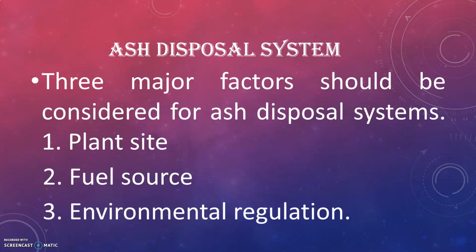So the coal is burnt in the boiler, then ash is produced after the complete combustion of the coal. Right? So that ash should be removed by the ash handling plant and delivered to the ash storage plant for disposal. The removal of the ash from the boiler furnace is necessary for proper burning of the coal. Right? So three major factors should be considered for ash disposal systems: plant site, fuel source, and environmental regulation.